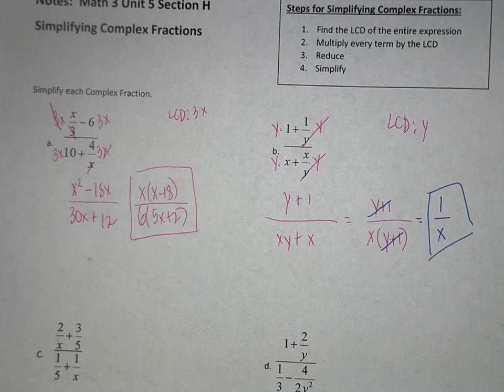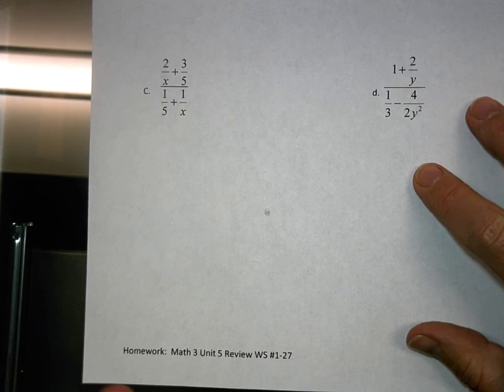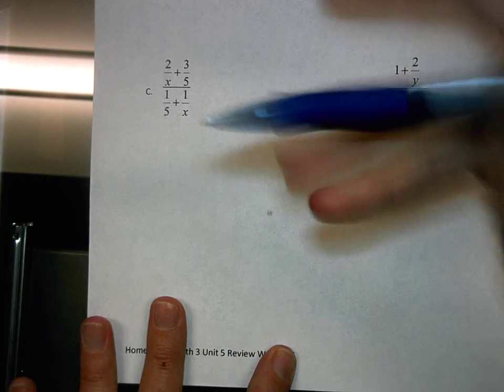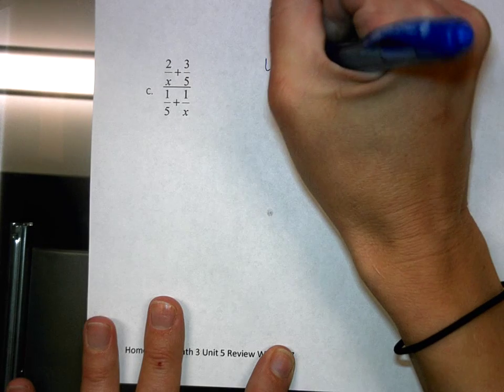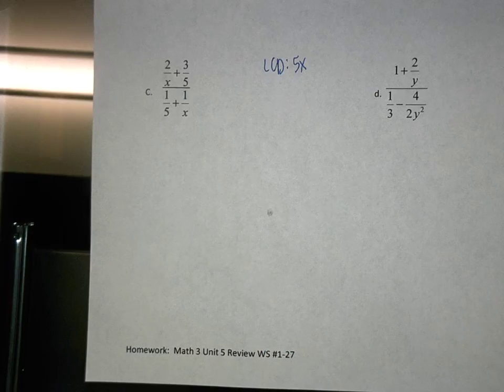Okay, do we have questions up to this point? Make sense? Pretty easy? Okay, C, I want you to try C on your own. But yes, very good. On C, the LCD is 5x. So go ahead and simplify that.